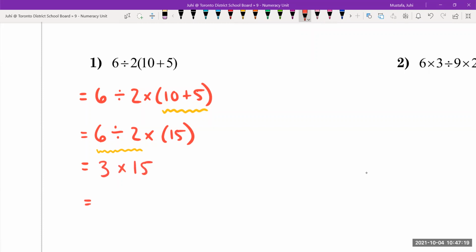You can either long multiply or do it in your head or check your multiplication sheet. What's 3 times 15? Abrami? It's going to be 45 as our final answer.